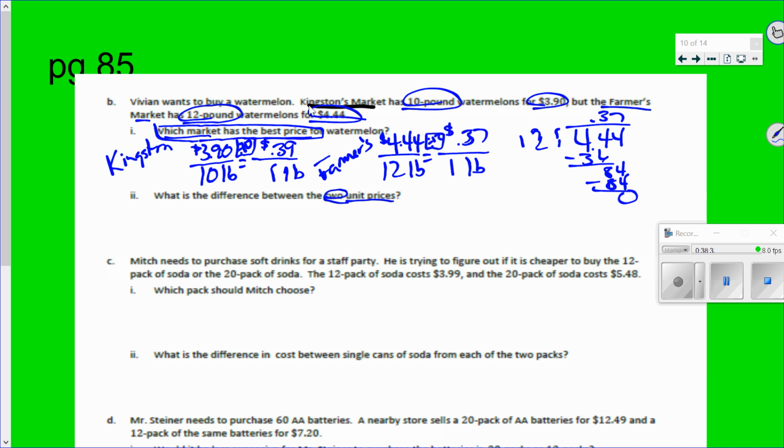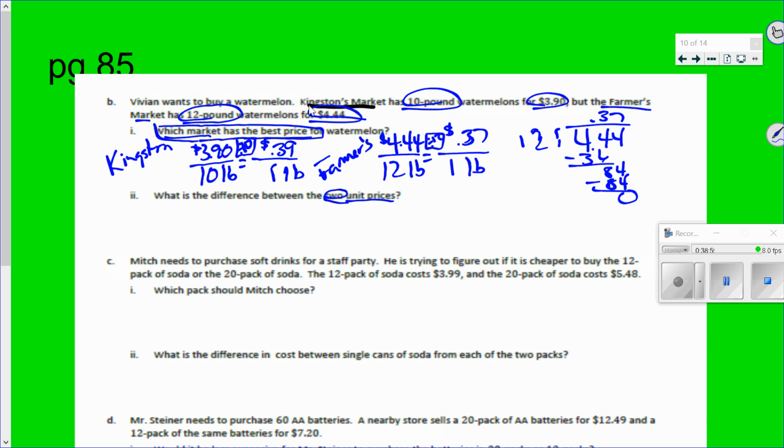I did see a few kids do this. Be very careful. If it's asking for cents and you're using dollar notation, don't change it to cents. Don't make the dollar sign a cent sign and leave decimals. Okay? If I'm using the cent sign, then it would be 37 cents. Cents actually goes after, dollar goes before. Don't ask me why, but that is the way they do it.